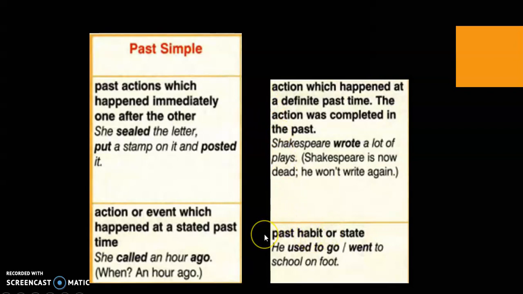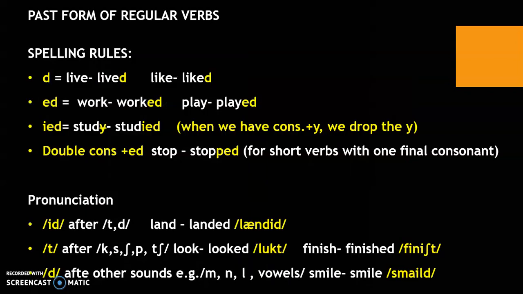And we also use the past simple to talk about past habits or states. In this case we have he used to go to school, or he went to school on foot. In the past form, we have 2 types of verbs, regular and irregular ones. Regular verbs have some spelling rules to follow.